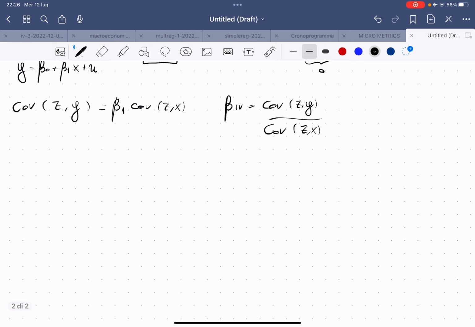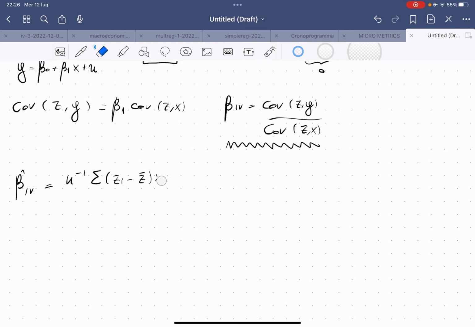This is the population parameter, but when we are estimating with the instrumental variables, it will be equal to the sample covariance of Z and Y over the sample covariance of Z and X. So it could be n to the power of minus 1 times the sum of Zi minus the average Z times Yi, divided by n to the power of minus 1 times the sum of Zi minus Z, the average Z, times Xi.